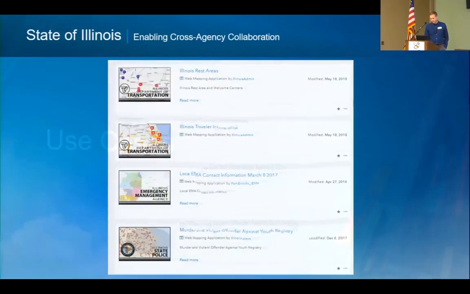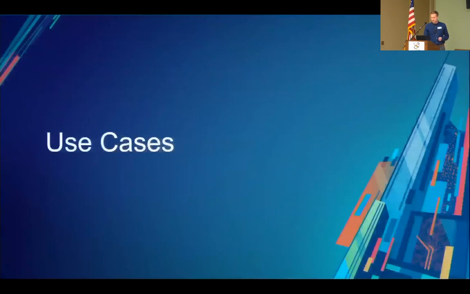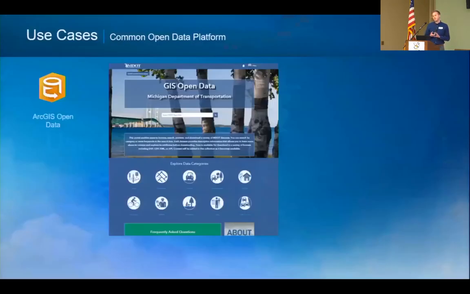So some of the use cases in collaboration using ArcGIS Online that I've seen. So I work with not only state of Illinois, but also state of Wisconsin, state of Minnesota, and state of Michigan state agencies. So I've been able to see a lot of different use cases for collaboration using ArcGIS Online. I'll use Michigan and the DOT because that's where I came from as an example. So they're using the Open Data platform in ArcGIS Online to collaborate.